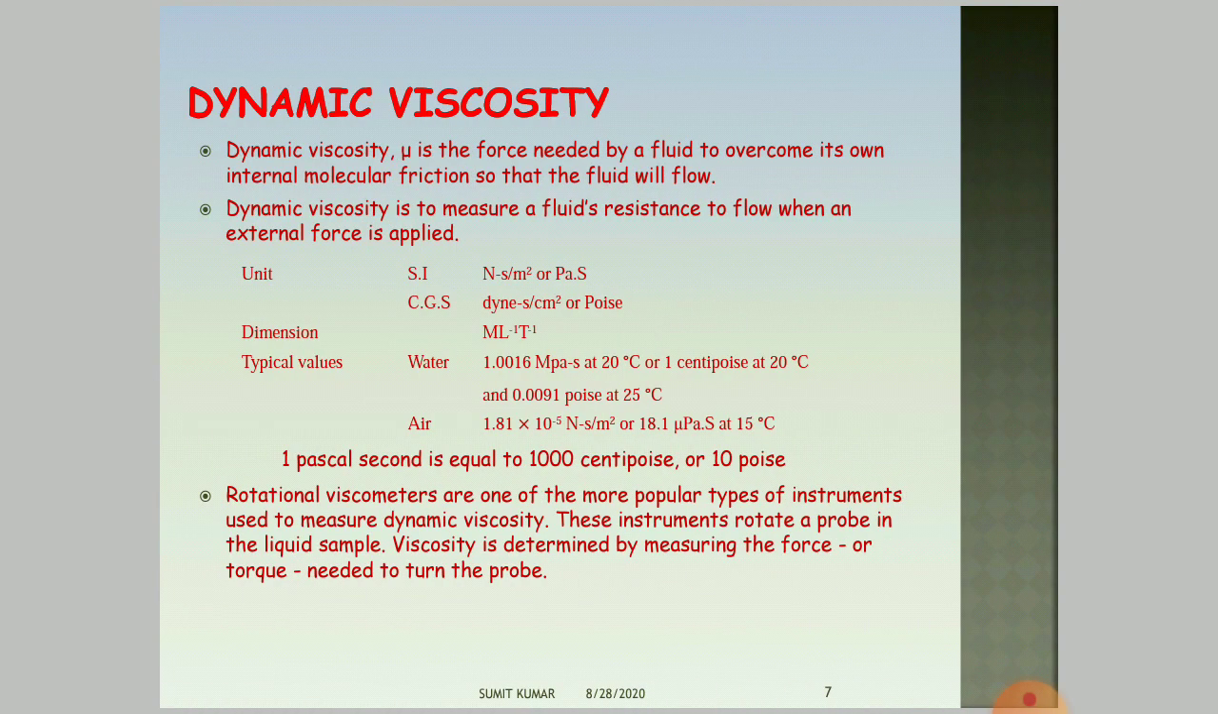Dynamic viscosity gives information about the force required for a fluid to overcome its internal molecular friction so that the fluid can flow. The unit of dynamic viscosity is Newton second per meter square or Pascal second in SI, whereas in CGS the unit is written as Poise. Rotational viscometers are one of the more popular types of instrument used to measure dynamic viscosity.